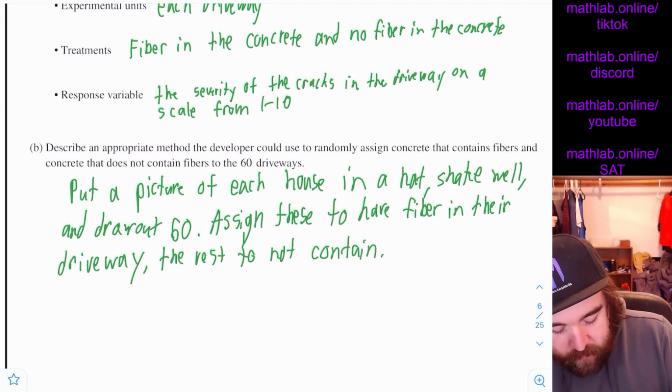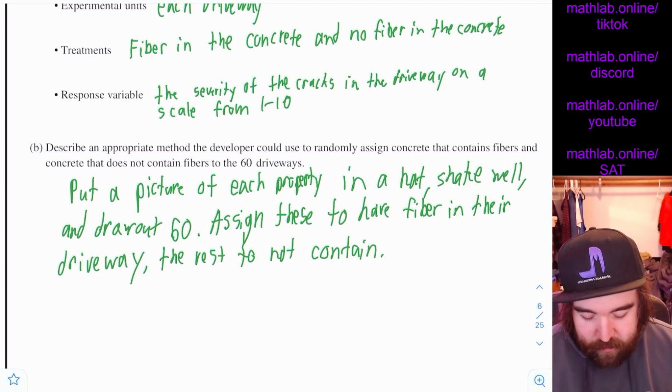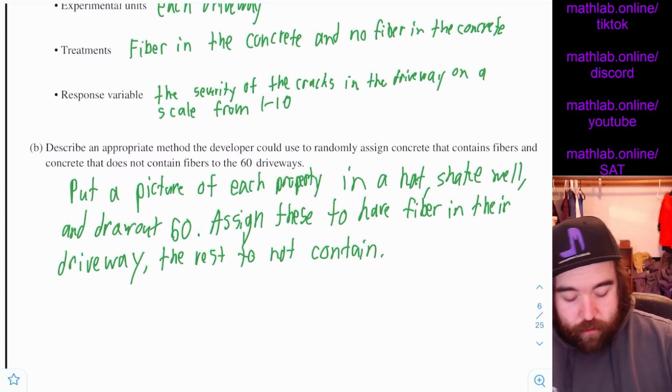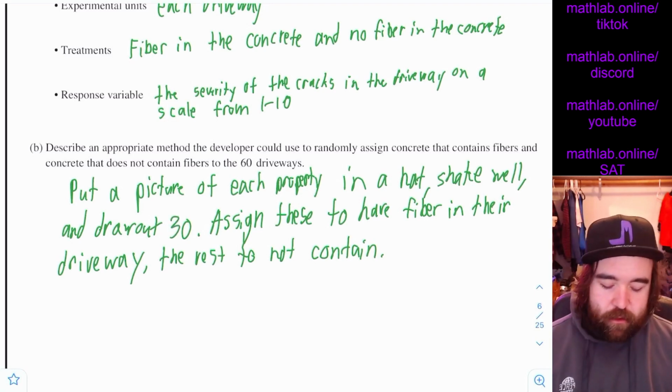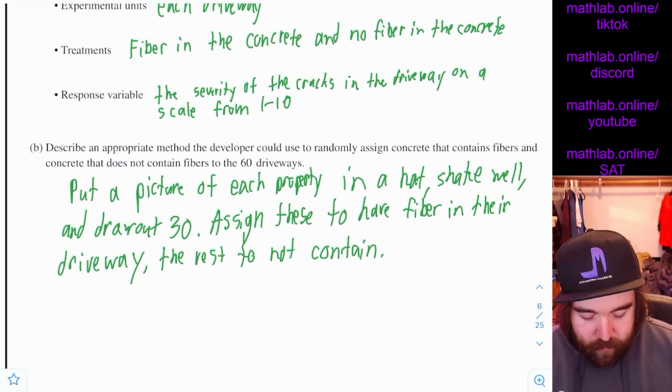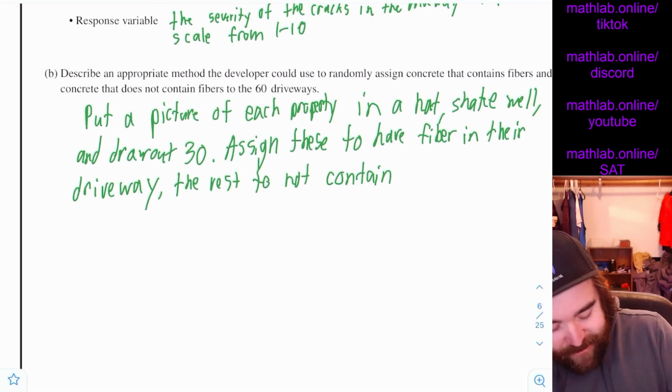Put a picture of each. We will change property because they're building these houses, right? So there might not actually be a house there. Put a picture of each property in a hat, shake well, and draw out 30. There's a total of 60. Assign these to have fiber in their driveway and the rest to not contain fiber.